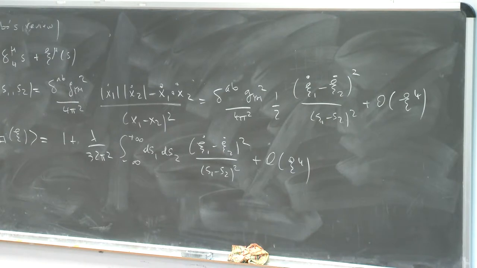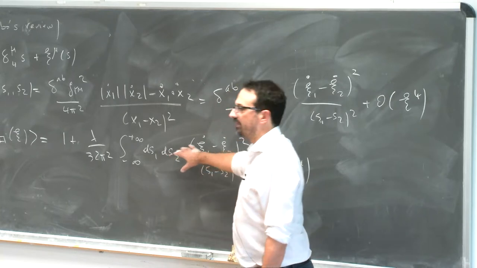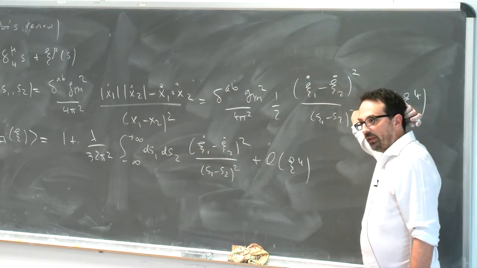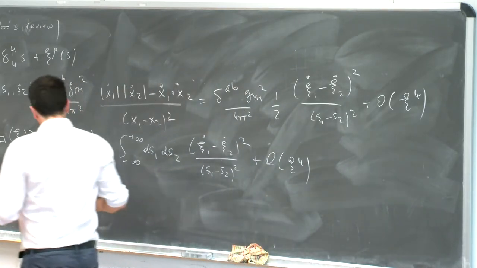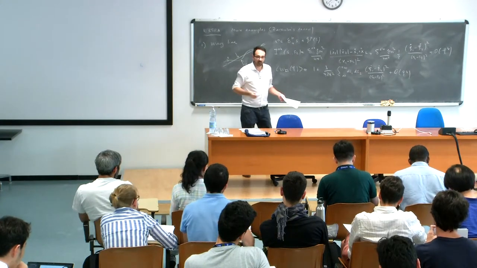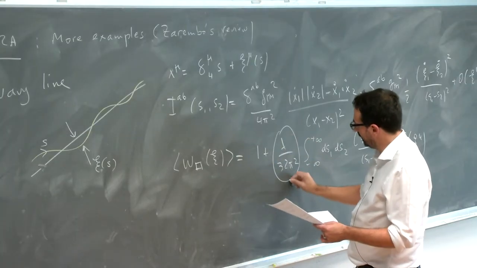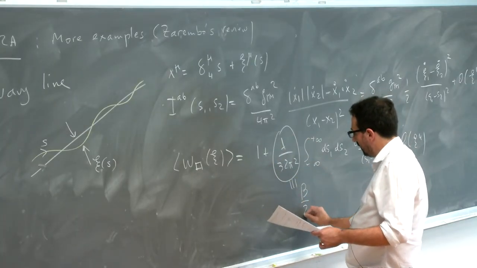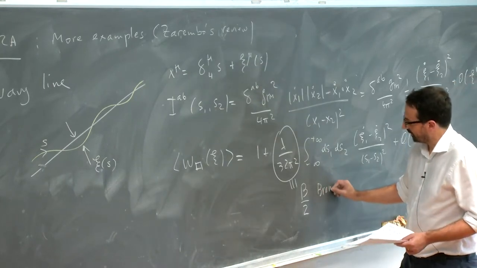At this point, I'm just doing this computation because I want to define the prefactor in front of this integral. If you do this computation in QED, you're going to find Larmor's formula for the energy radiated by an electron. So I'm going to define this prefactor as B over 2. And this is the Bremsstrahlung function.